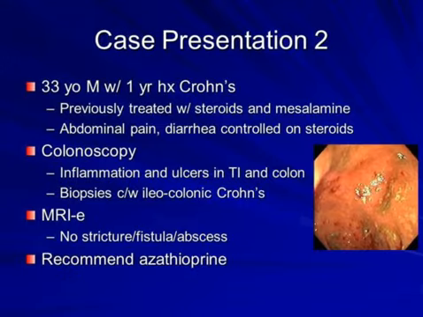So moving on, our next case is that of a 33-year-old male who has a one-year history of Crohn's. He's previously been treated with steroids and mesalamine. He has abdominal pain and diarrhea that seem to be controlled on steroids, but as he tapers off his steroids, his symptoms recur. Colonoscopy shows inflammation and ulcers in the terminal ileum and colon, and he has biopsies that are consistent with ileocolonic Crohn's. An MRI enterography shows no stricture, fistula, or abscess, and his doctor recommends initiation of azathioprine in conjunction with a steroid taper.